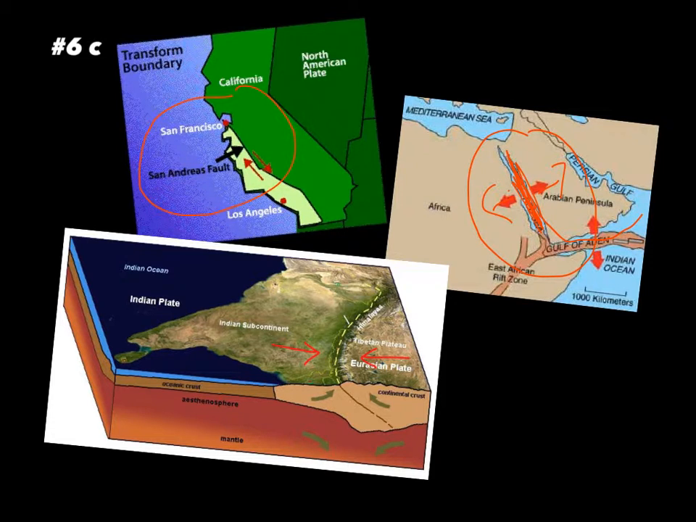Down here, we have an example of a convergent boundary. We have our Indian subcontinent, so that's where India is, hitting our Eurasian plates, and as those two plates collide with each other, we have the Himalaya Mountains forming in the middle, where those two plates are converging on each other.